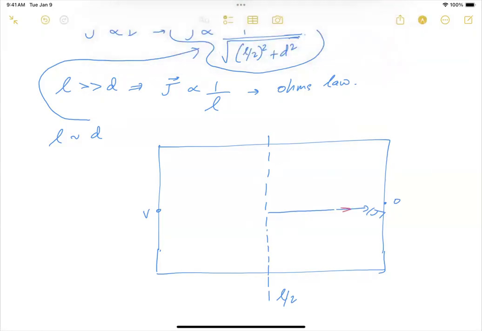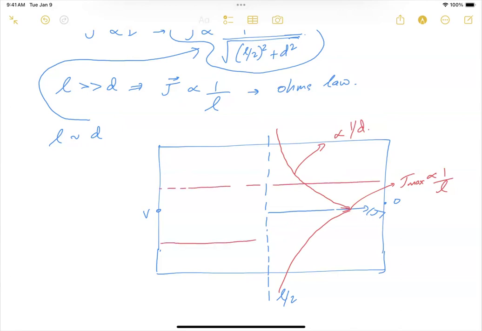If you see, the peak value occurs at D equals 0. So it has a peak value, J max, which is inversely proportional to L. And this peak value essentially falls as around 1 over D. And thus you notice that if you consider a certain cross-section of this voltage plane, the actual current that flows within this cross-section of the plane is just going to be the area under this curve.